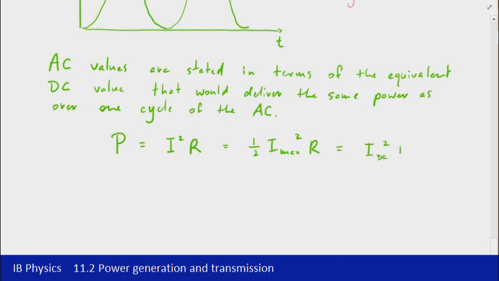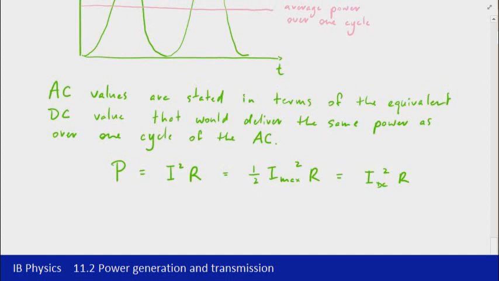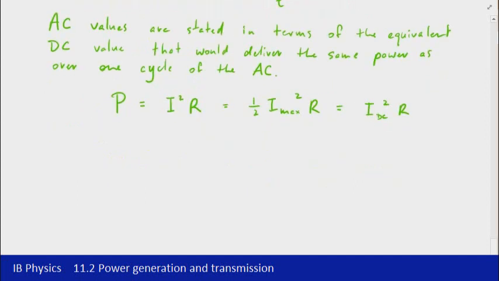So that would give us the current that would be related to that pink line that we've got on that graph there showing the average power. Now we can then figure out what that I DC value would be. So that means that we could say that I DC squared is going to be equal to half of the maximum of the AC cycle squared, given that the R terms here will cancel.